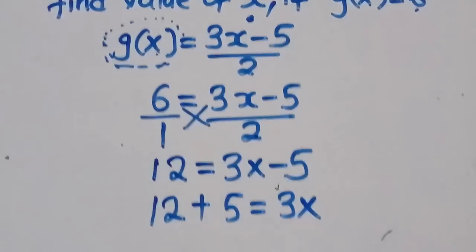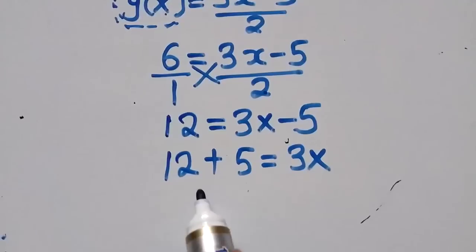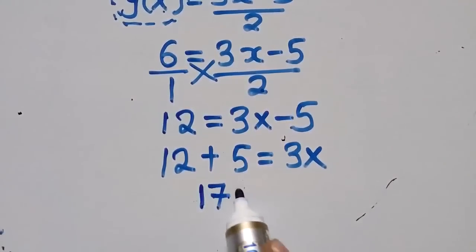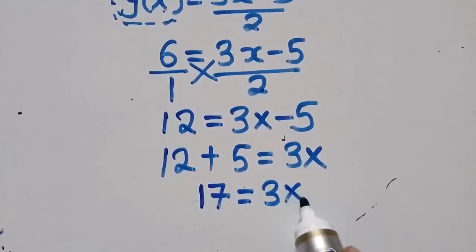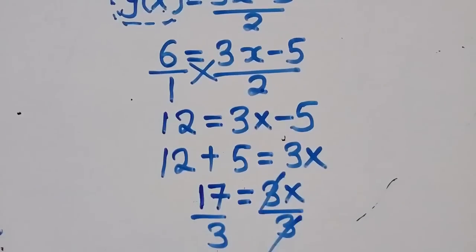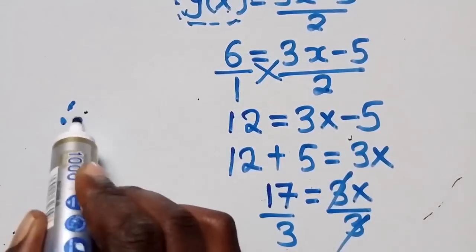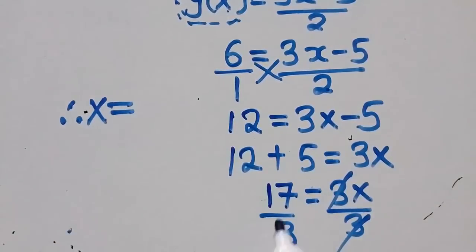From here now, what's the answer there? What will be your answer? 17. 17 is equal to 3x. Divide both sides by 3. This cancelled. You just say, therefore, x is equal to 17 over 3.